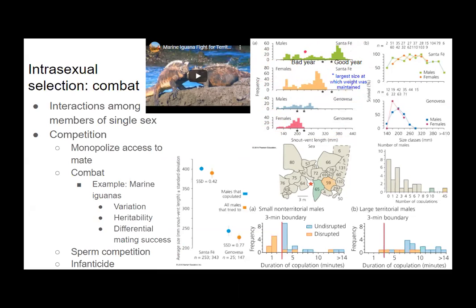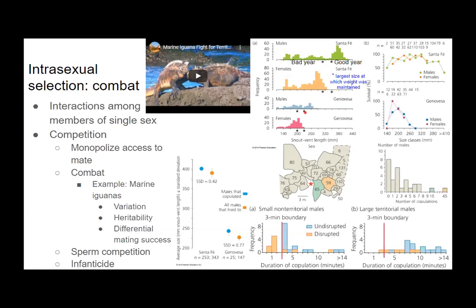So in the Santa Fe site, we see quite a range of male sizes. However, large males will lose weight over time. They're not able to maintain that weight. In good years, this little star indicates the weight at which a male can maintain its own weight. Look at this huge frequency to the right. All of these males lose weight. They're not able to maintain it.